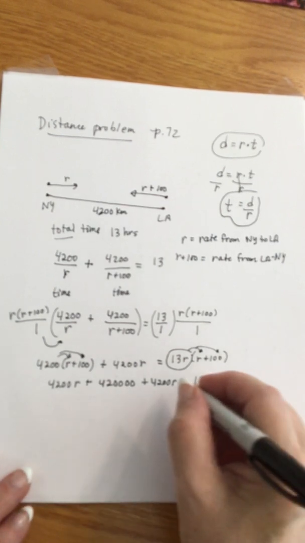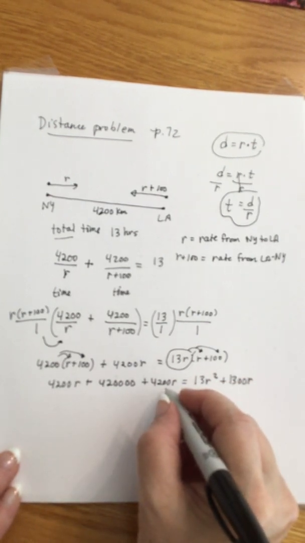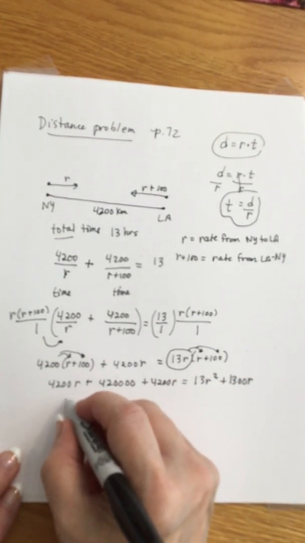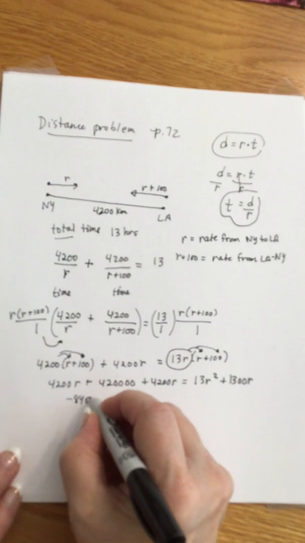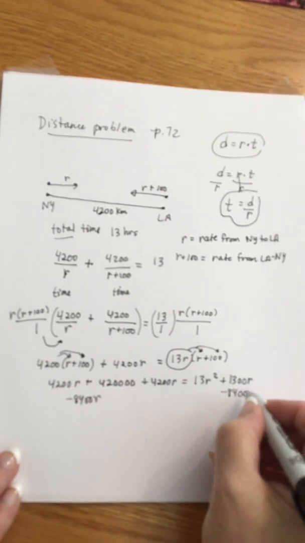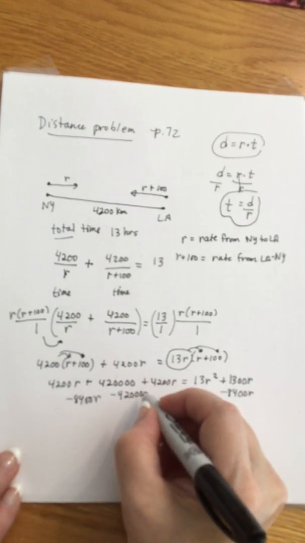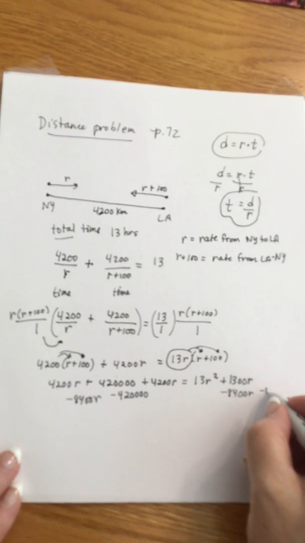So we want to move everything over to the side where the quadratic is positive. So I'm going to add the 4,200R and the 4,200R. So I'm going to subtract 8,400R from both sides. And my 420,000 is going to subtract over too.